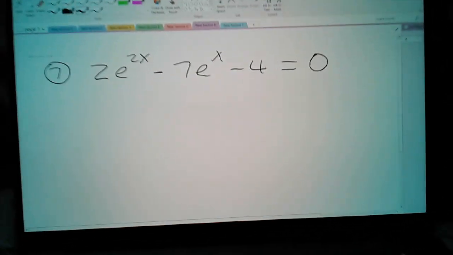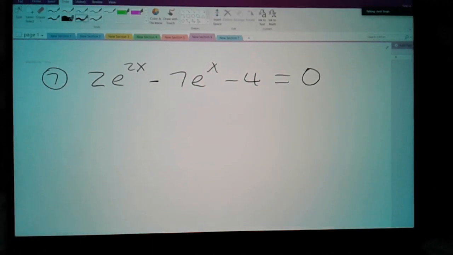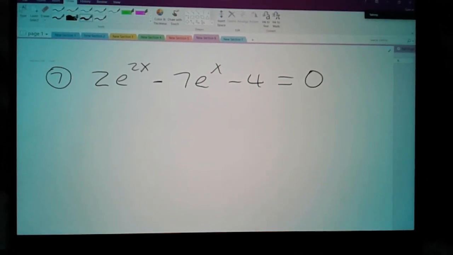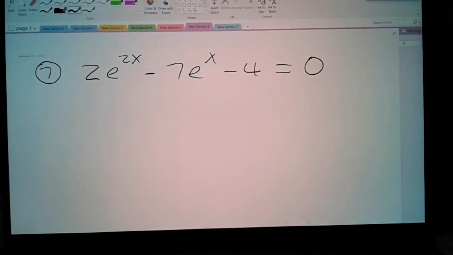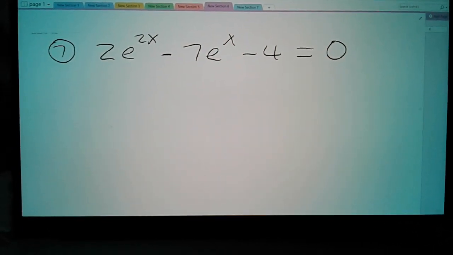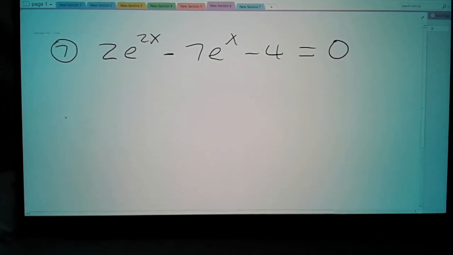2^x minus 7e^x minus 4 equals 0. I'm interested in solving this equation for x. So how can we do it? Well, first thing I'm going to do is rewrite this equation a little bit.